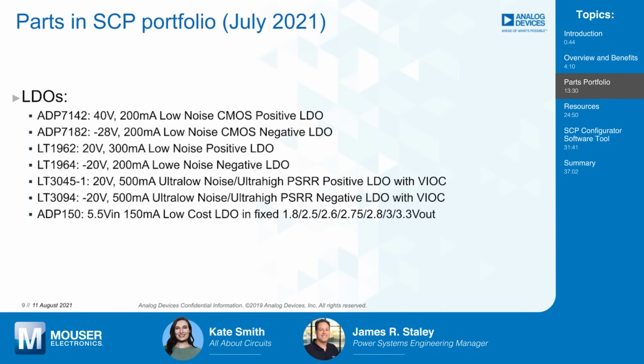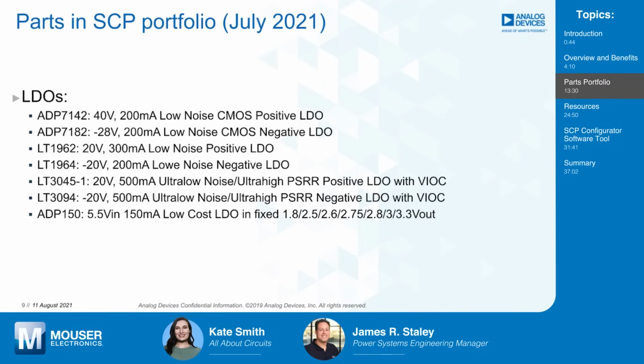Right. So what that means is because these are modular, we recommend, hey, start with a 7142, 7182, and plug it together, change the voltage, run some FFTs. If you see spurs you don't like, then go to the 1962, 1964. If you still see spurs you don't like, then go to the 3045-1 and 3094. And if that doesn't work, you have some really interesting application requirements. You should give us a call and we'll talk about it.